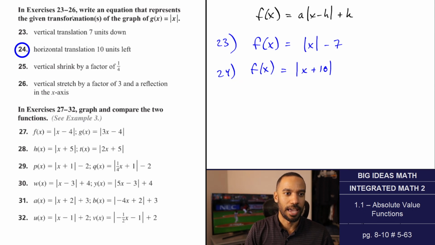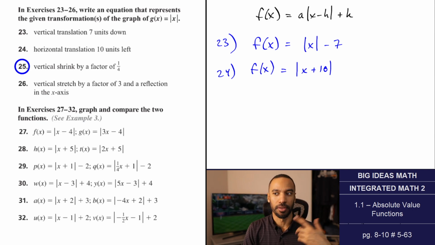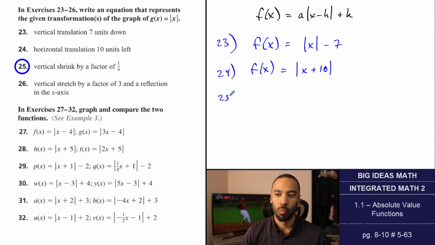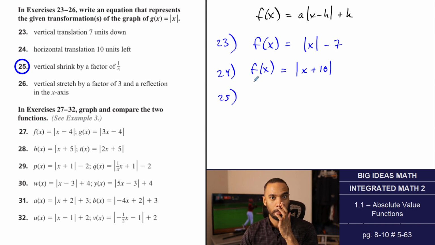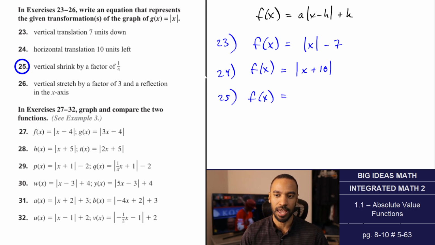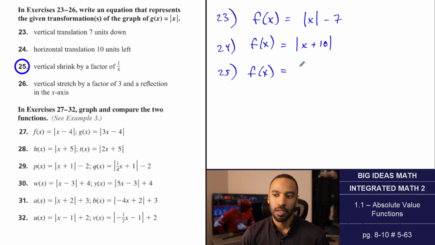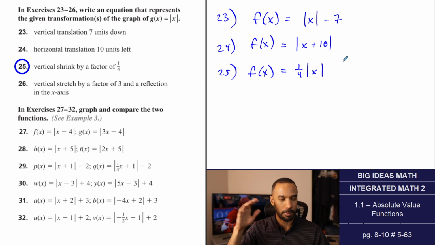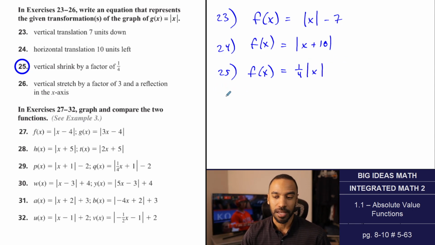25, vertical shrink or compression by a factor of 1/4. And that's where I just went back to my philosophical conversation about what they would say. If they said vertically shrink by a factor of 4, that makes sense to me. Make it 4 times smaller. But the 1/4 is literally what we're referring to when it comes to a. So a is 1/4, and that multiplies by the absolute value of x. That affects your y; it becomes 4 times smaller as a result.